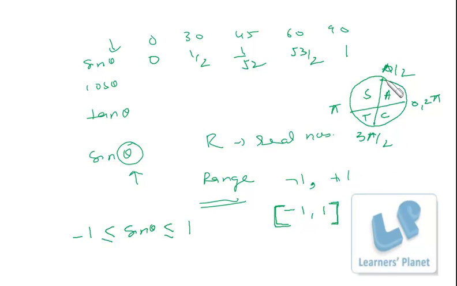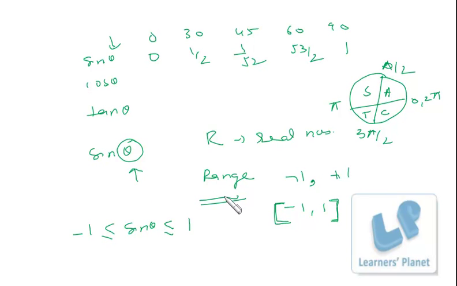Now sine pi by 2, that is sine 90 degrees, is 1, and sine 3 pi by 2, that is sine 270 degrees, is minus 1, right? So the minimum value of sine theta will be minus 1 and the maximum value of sine theta will be 1. So you'll be getting different values of sine theta between minus 1 and 1, right? That depends upon theta, and theta can be any real number, right?